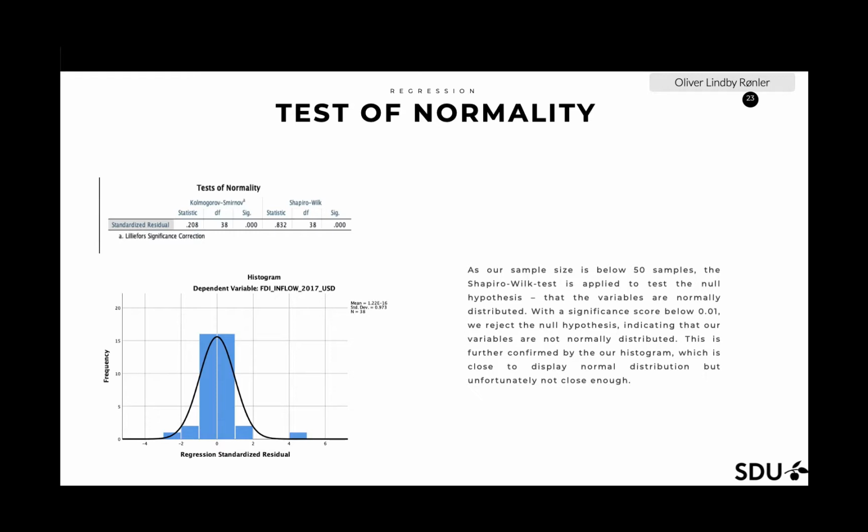As our sample size is below 50 samples, we apply the Shapiro-Wilk test to test the null hypothesis that the variables are normally distributed. With a significance score below 0.01, we reject the null hypothesis, indicating that our variables are not normally distributed. This is further confirmed by our histogram, which is close to displaying a normal distribution, but unfortunately not close enough.